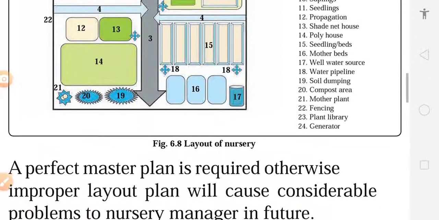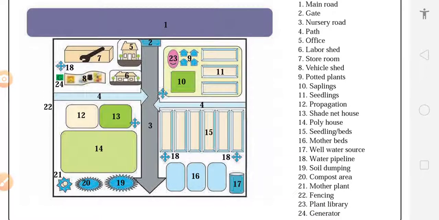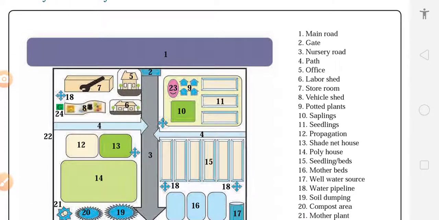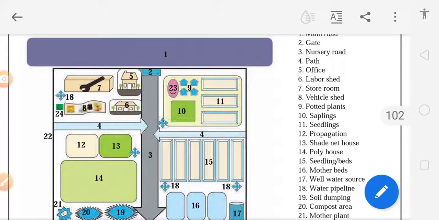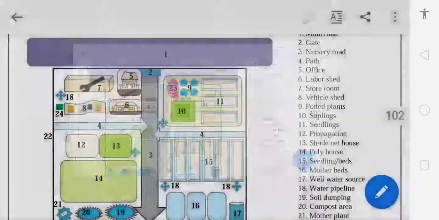Now have a look at this layout of the nursery. So let us go to the remaining part later on.